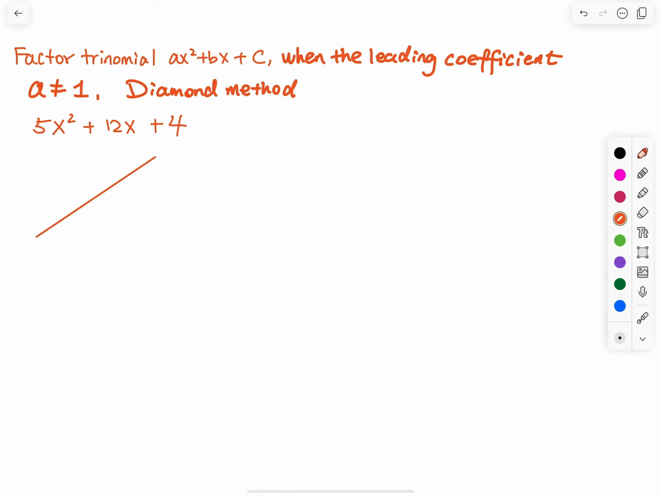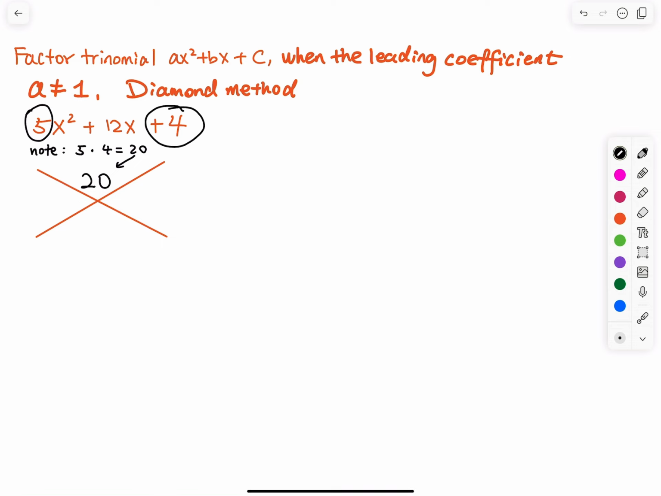So that will be this. And then what number goes to the top? So we have to make a note. You take the leading coefficient times the constant, which equals 20. So that 20 goes to the top. This leading coefficient times that constant goes to the top. And then the coefficient of the first degree term, which is 12, goes to the bottom.